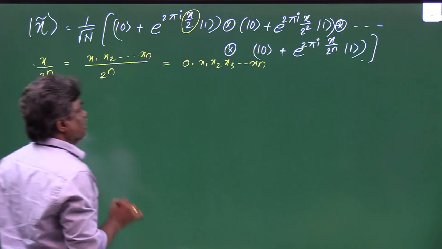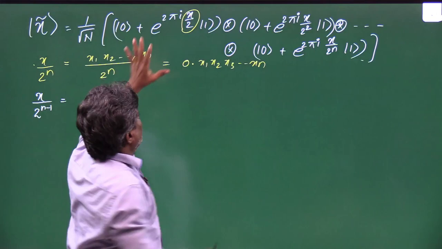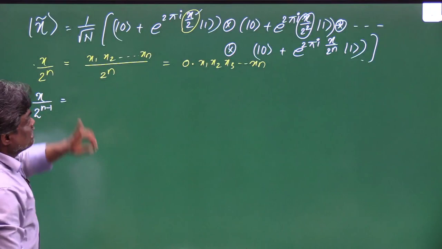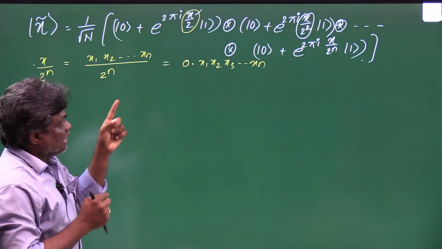Now, sir, I would like to find x by 2 power n minus 1. x by 2 power n is the last one. I want to find each and everything. This one, I want to know what exactly it is, because that is the decimal. But we are doing the circuit analysis with the binary values, not the decimal actually. We have to convert. That means we have to know what is the correct notation for x by 2 power n minus 1.